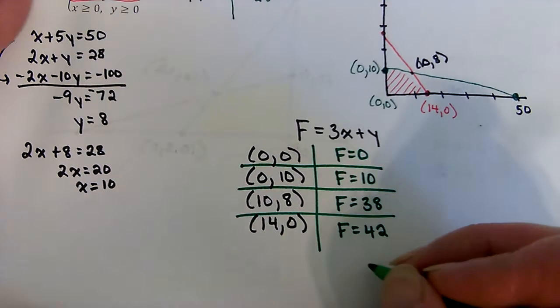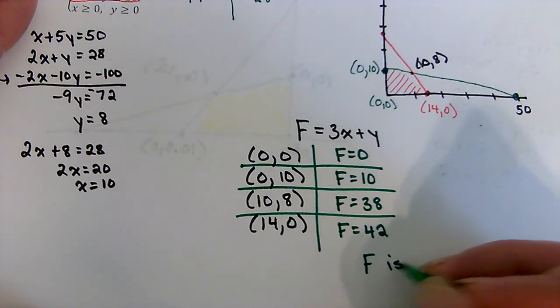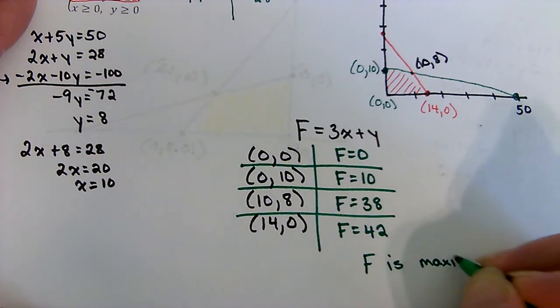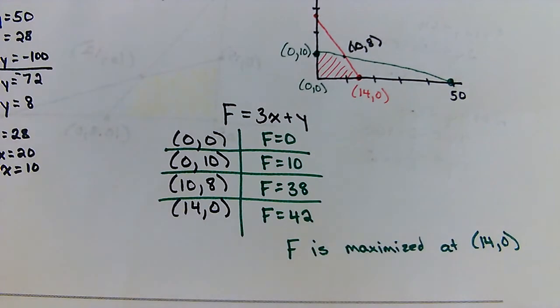So f is maximized at 14, 0. I really think this is going to make much more sense when we put the real life situation in it.